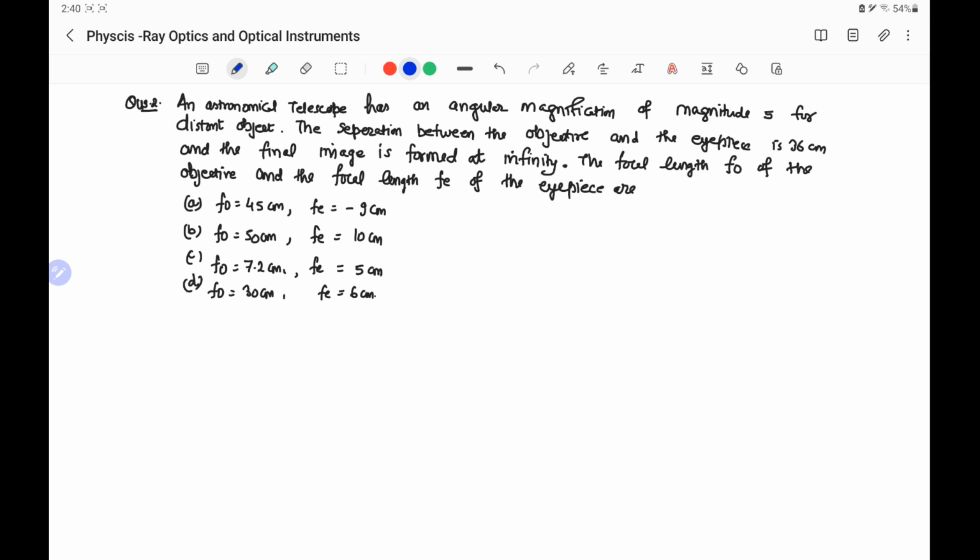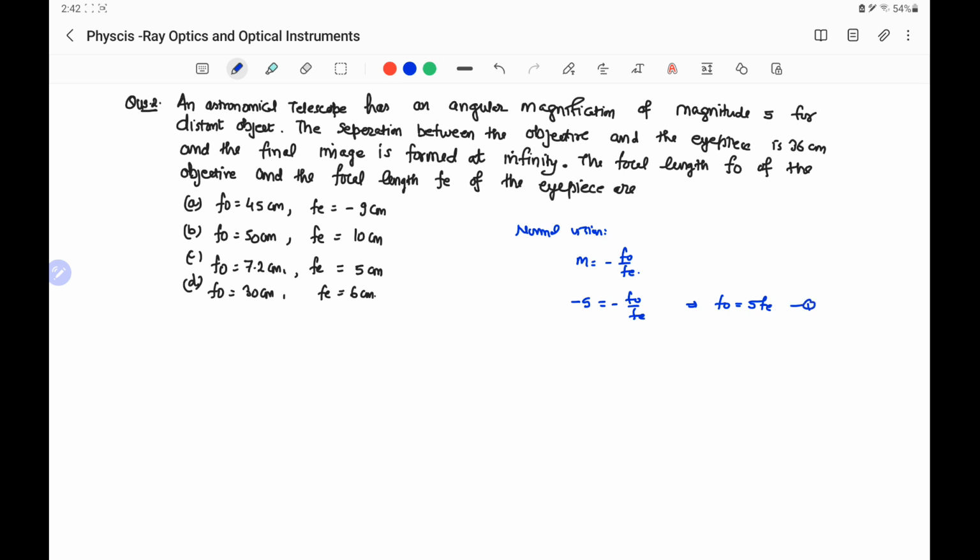This is a question similar to the previous question. Here the image is formed at infinity, so this is the case of normal vision. And for normal vision, magnification is given by m equal to minus f naught by fe. Magnification is given as 5, so m is minus 5. Minus is used because the image is inverted. It will be equal to minus f naught by fe. This gives f naught equal to 5 fe. This is our equation number 1.